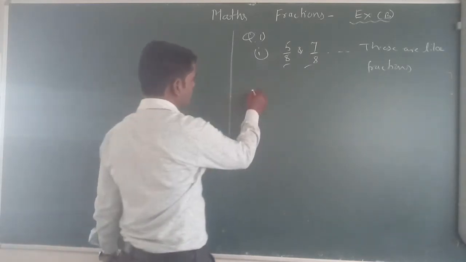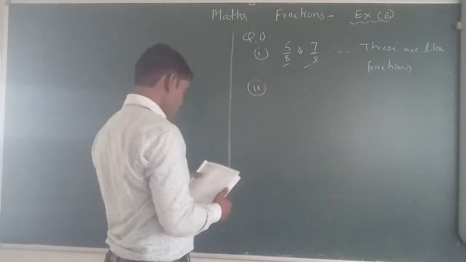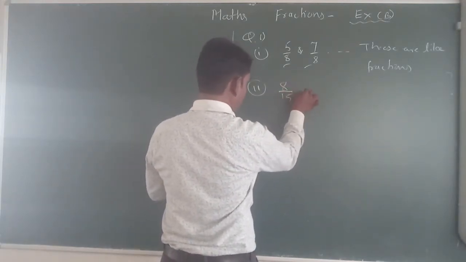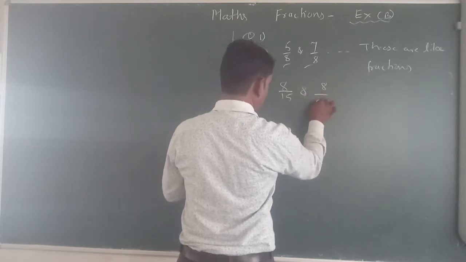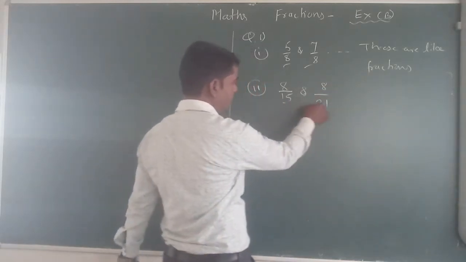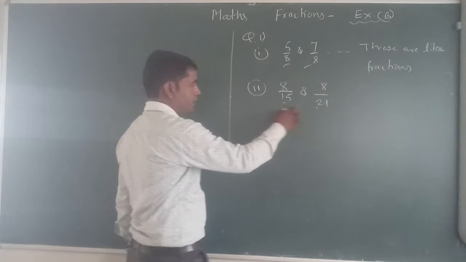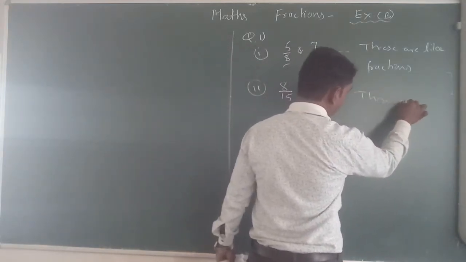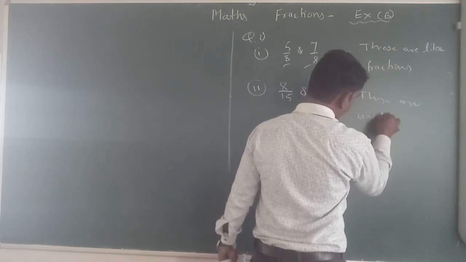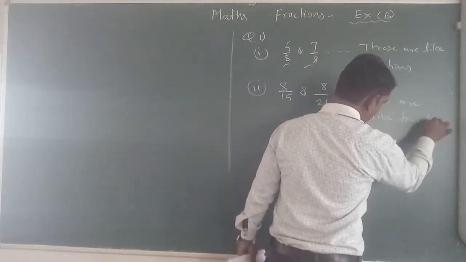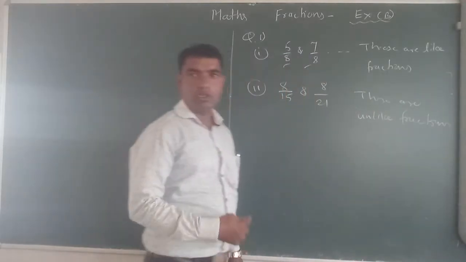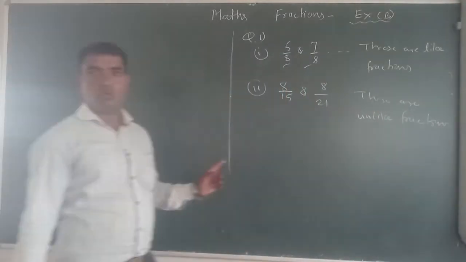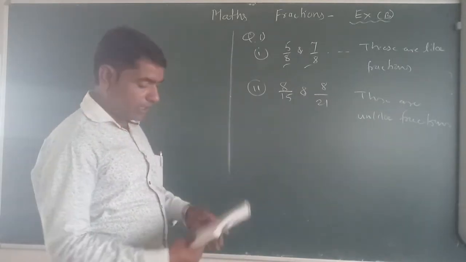Now the second one we can take. The second one given is 8 upon 15 and 8 upon 21. Observe the denominators: here it is 15 and here it is 21. So these are unlike fractions. So this is the concept. That means you have understood what like fractions and unlike fractions are.